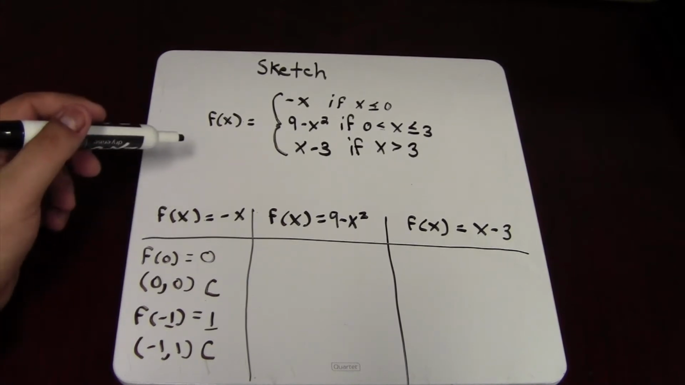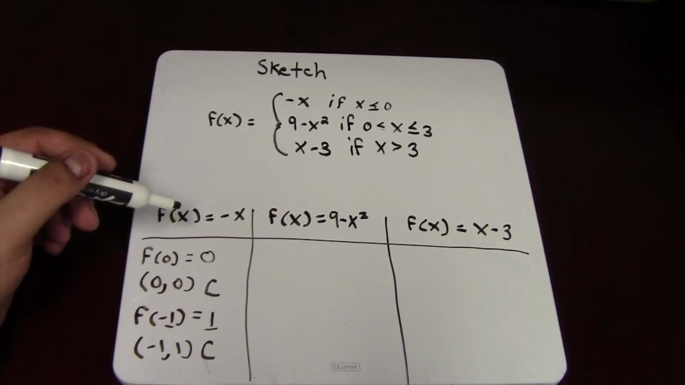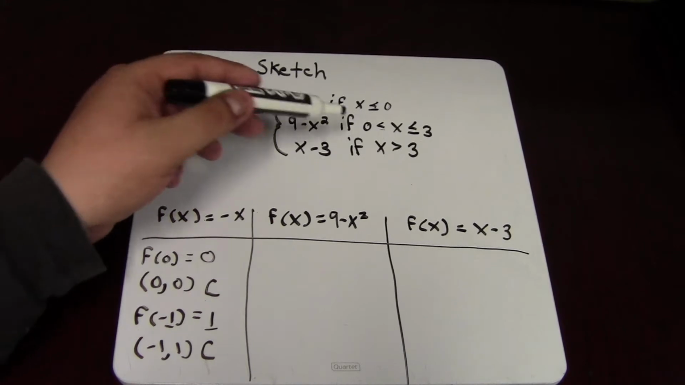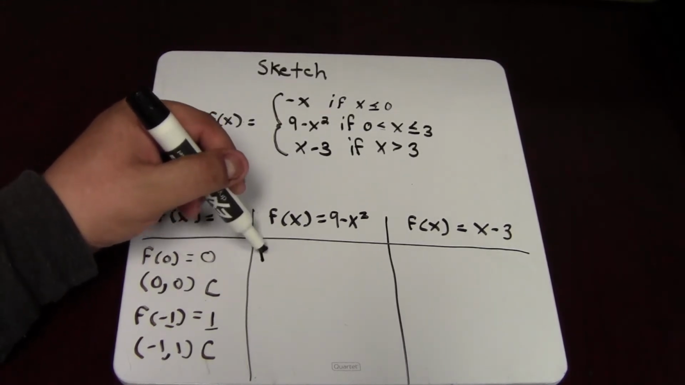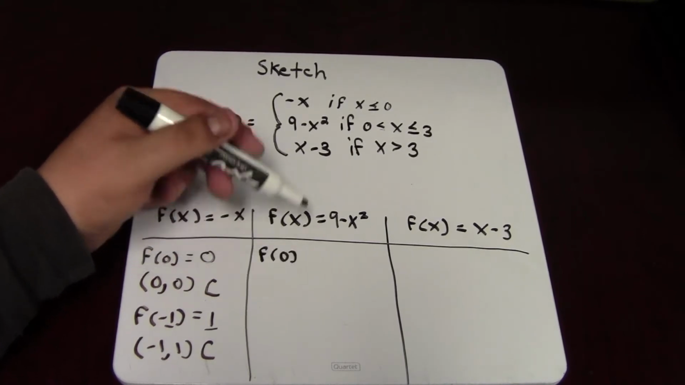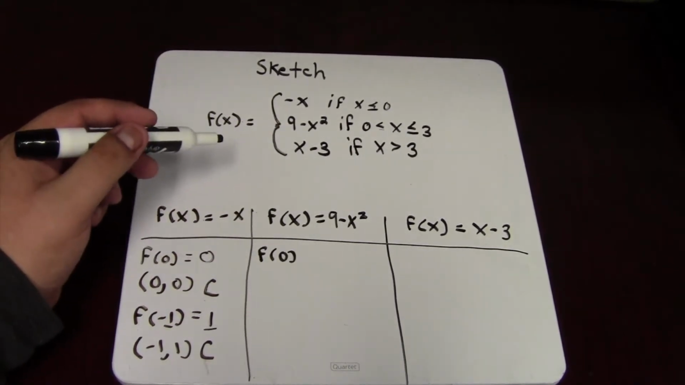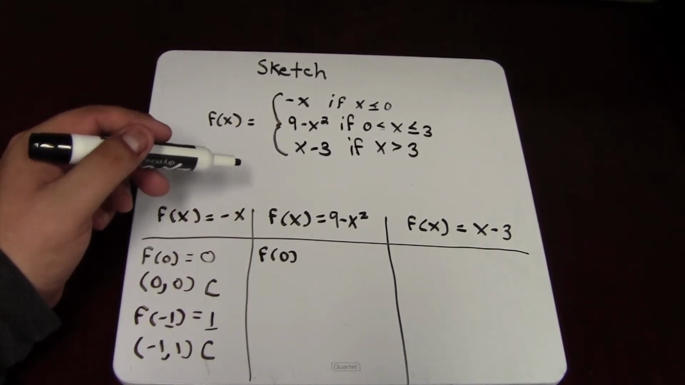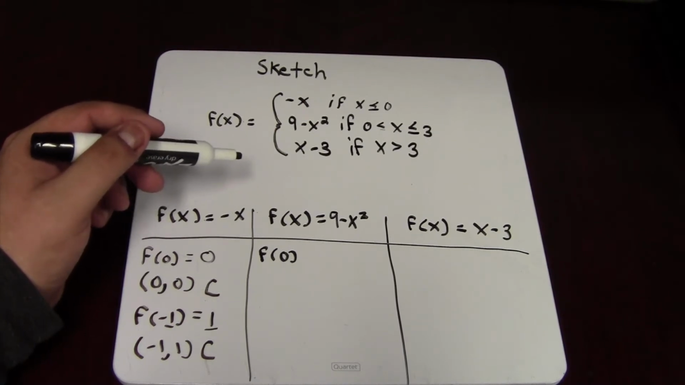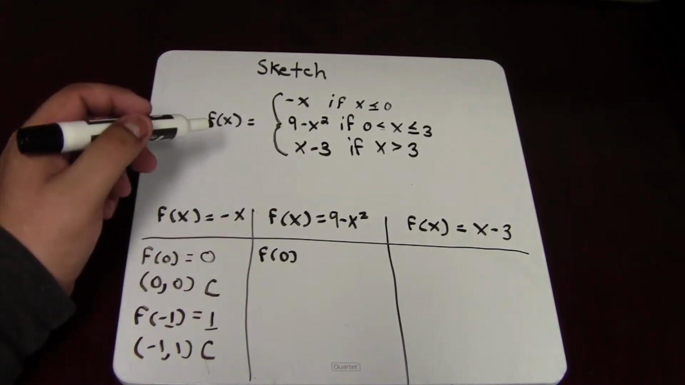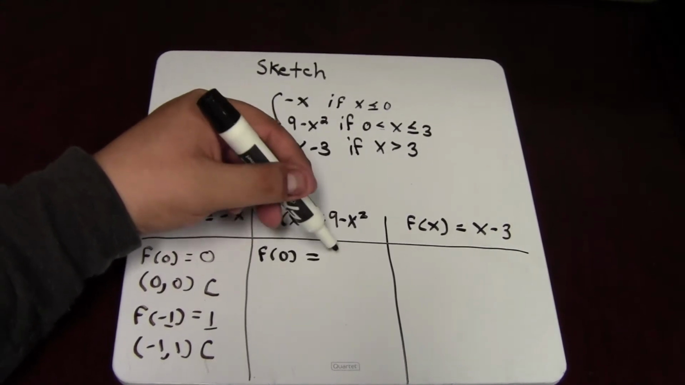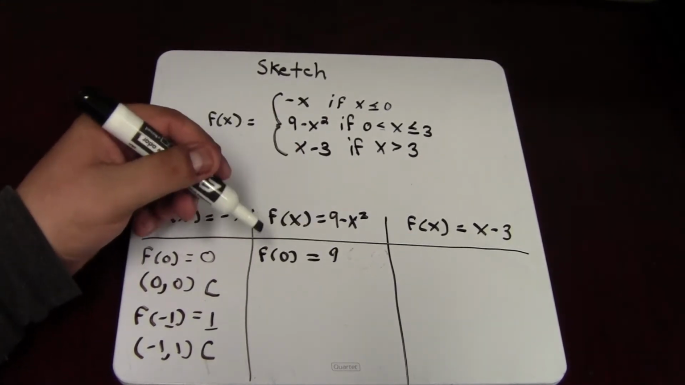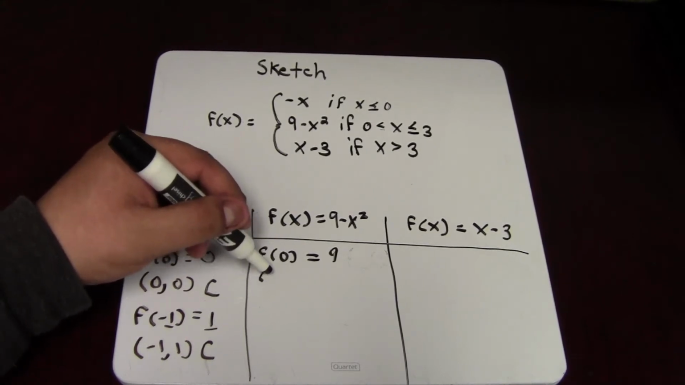Let's go on to this function now. We want to start with the endpoints, so we're going to start with 0. Now, if I plug 0 into this, I get 9 minus 0 squared, and that is equal to 9. I get this point here of 0, 9.